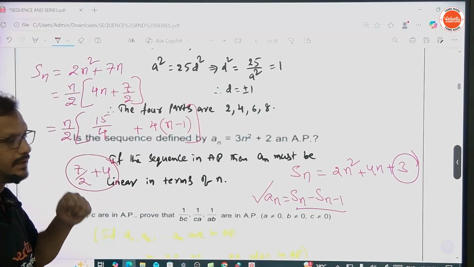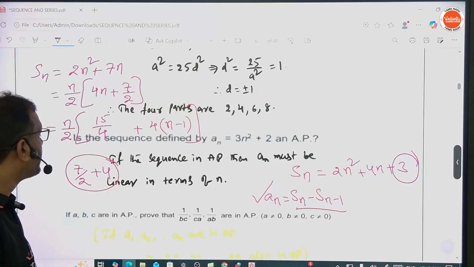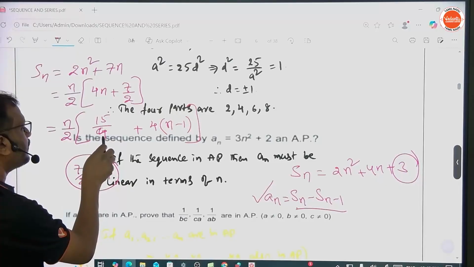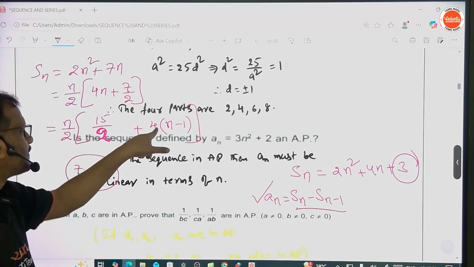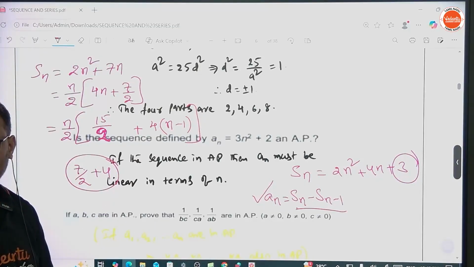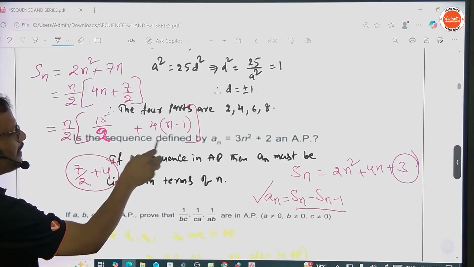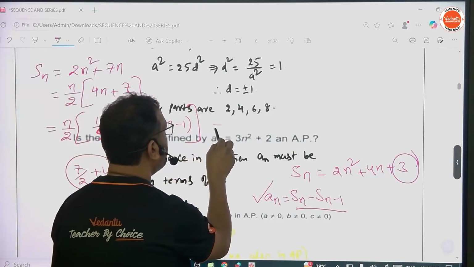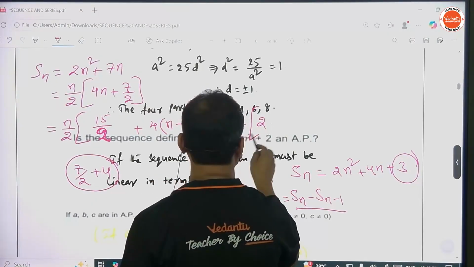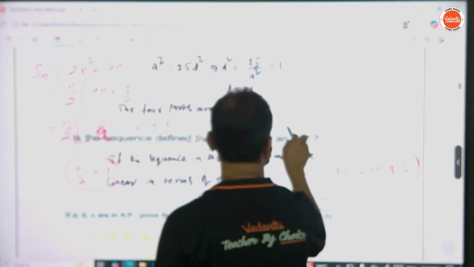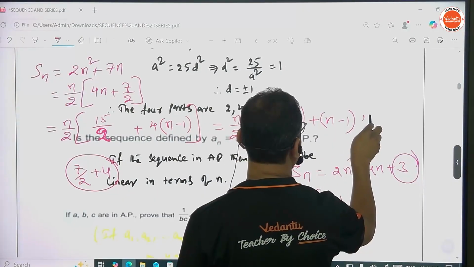15 by 4 minus 4, it is 7 by 2 only. 15 by 2, so 15 by 2 minus 4. So now from here, n by 2 plus 2a into n minus 1, n by 2 into 2 times a. So it means 15 by 4 plus n minus 1 into common difference, I can take 4 here.